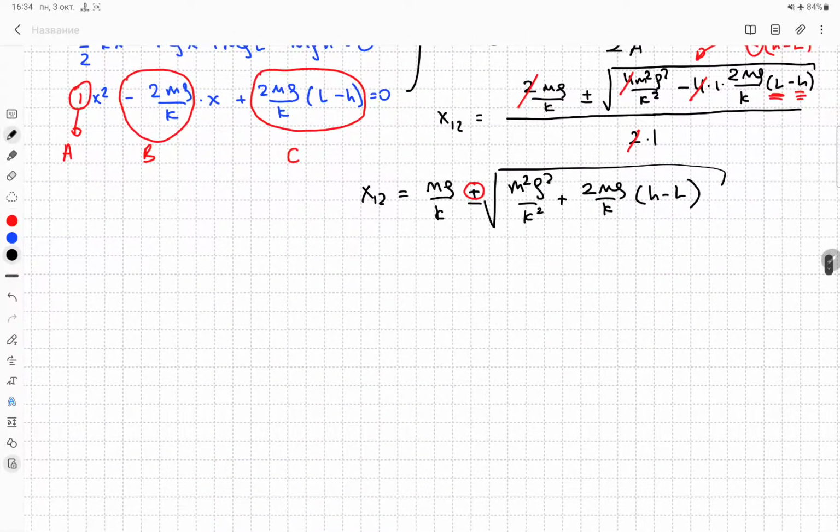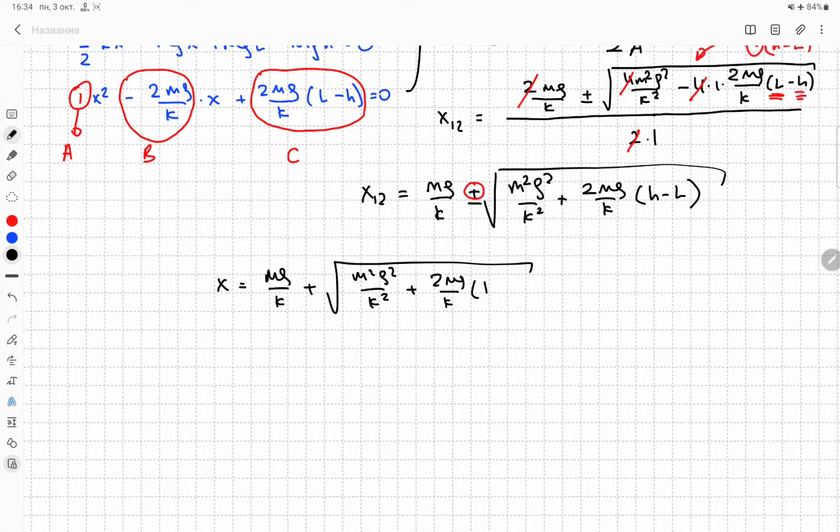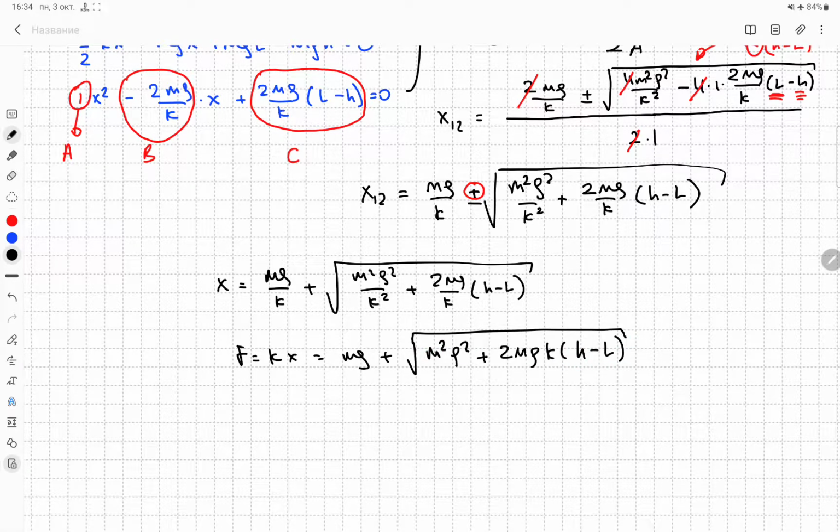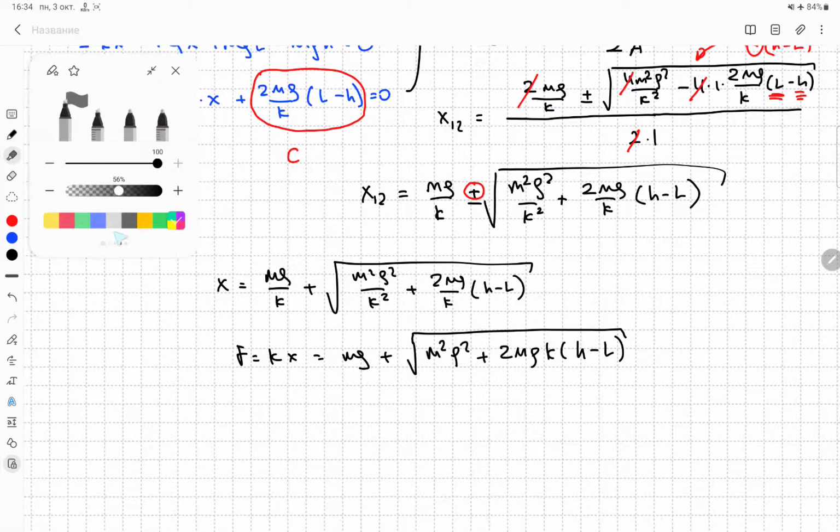So our final answer, maximum compression, equals mg over k plus the square root of m squared g squared over k squared plus 2mg over k times (h minus l). And the maximum force equals k times x. From here the answer will be mg plus the square root of m squared g squared plus 2mgk(h minus l). And this will be our final answer.